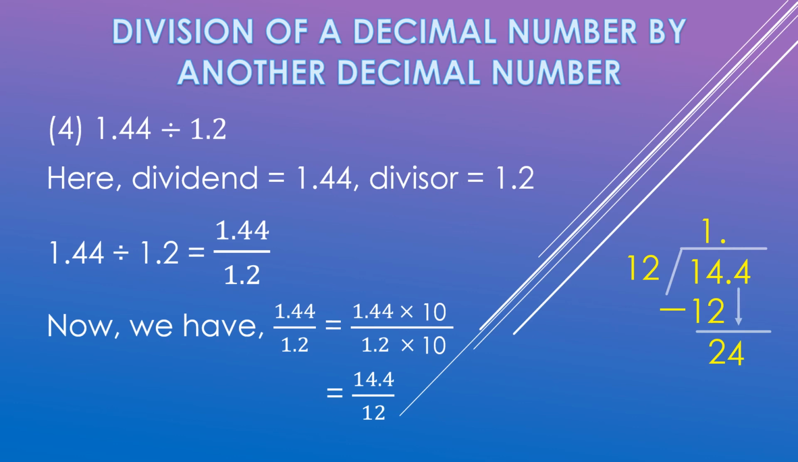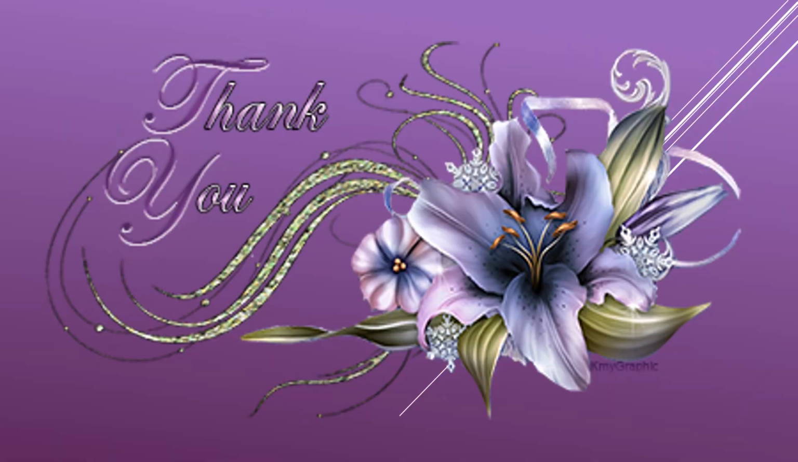How many times? 2 times. So write 2 in quotient above the line and subtract 24 minus 24, we get 0 as remainder. So the quotient is equal to 1.2. I hope you all understand division of a decimal number by another decimal number.